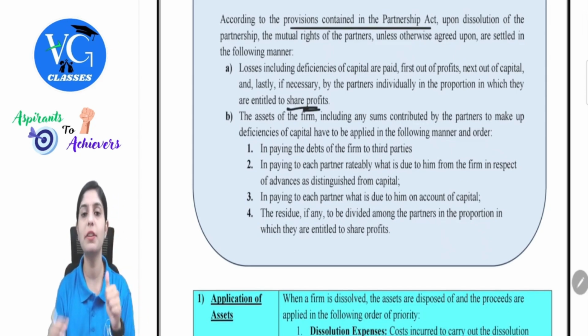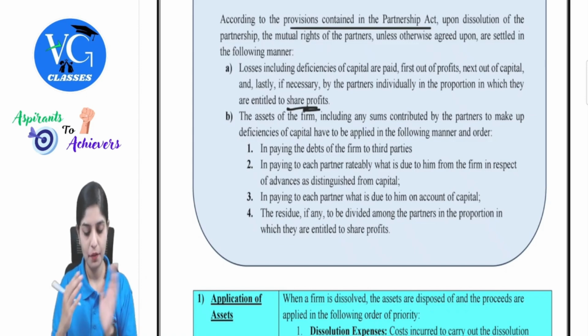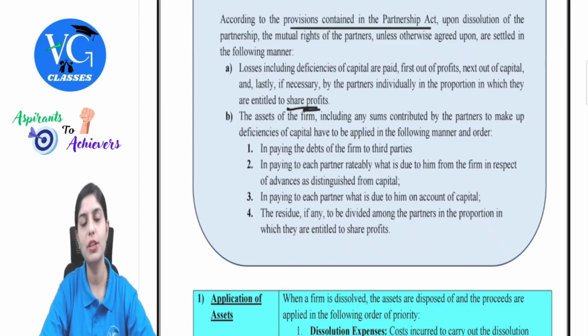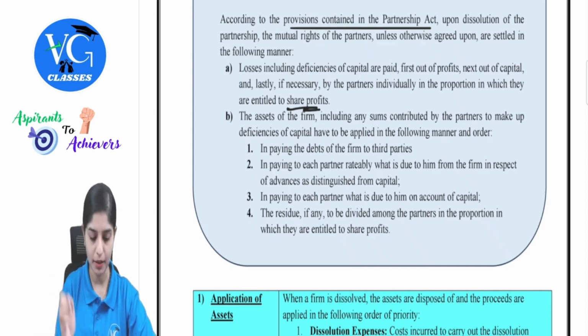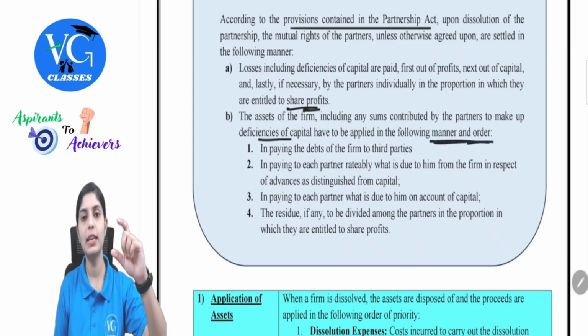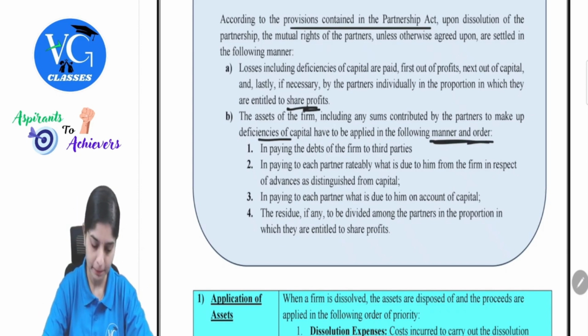The first preference is we will try to settle with the profits if available. Then the next preference would be the capital balances. Further, in the proportion in which they are sharing their profits or losses. The assets of the firm, including any sums contributed by the partners to make up deficiencies, have to be applied in the following manner and order. So, this is what is important. So, there is an order of priority with respect to the payments to be made.